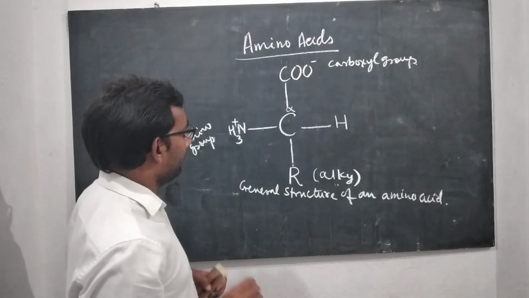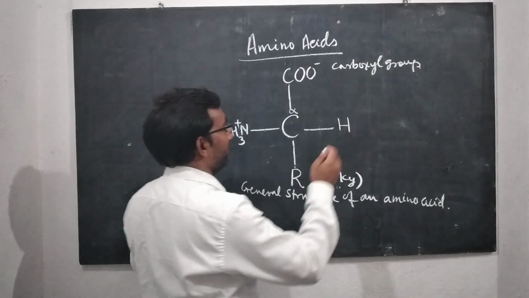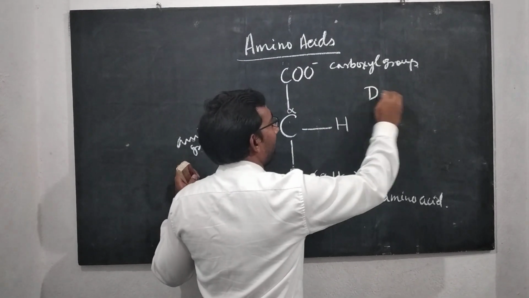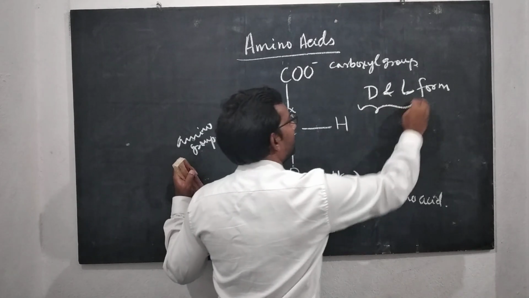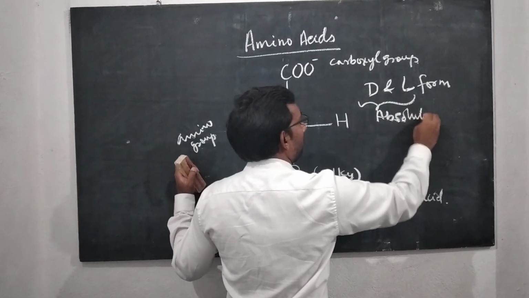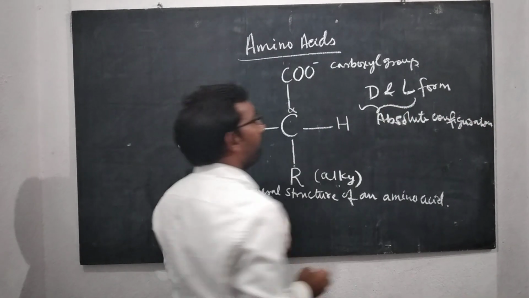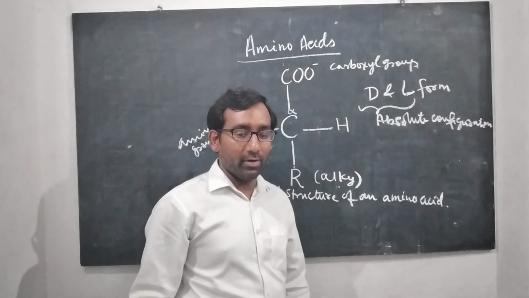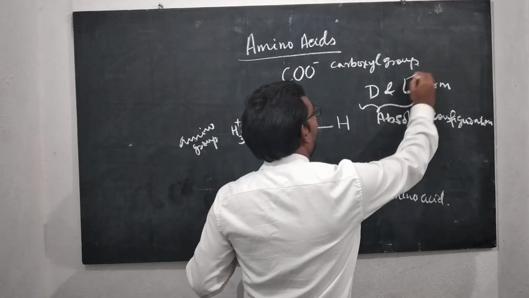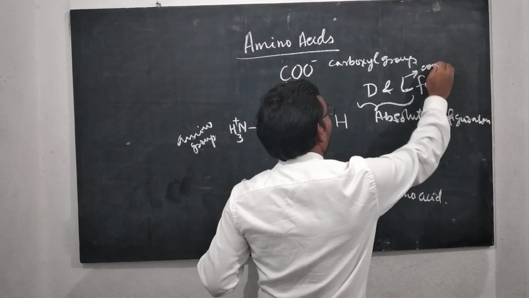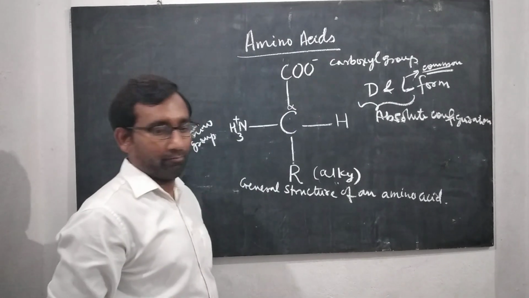One very important thing is that amino acids have 2 forms, D and L forms. These are the absolute configuration of amino acids, capital D and capital L. You should remember this. Most of the amino acids are in the L form. The most common form of amino acid is the L form.